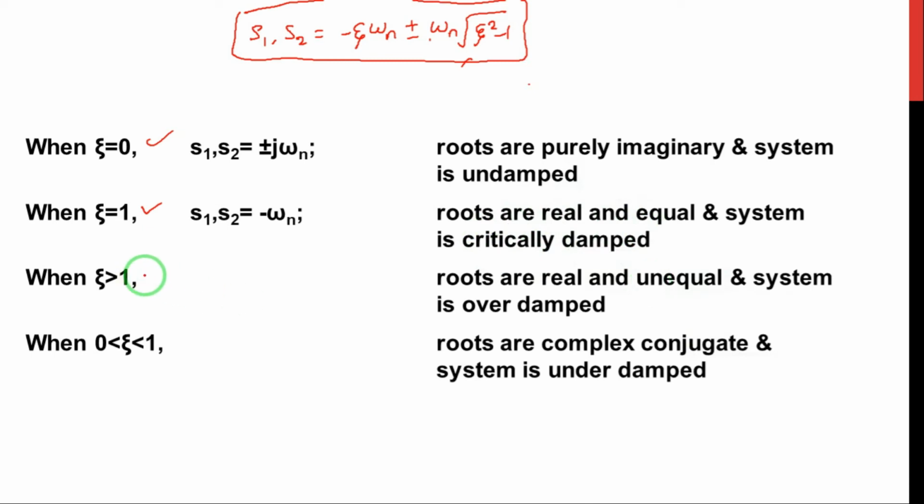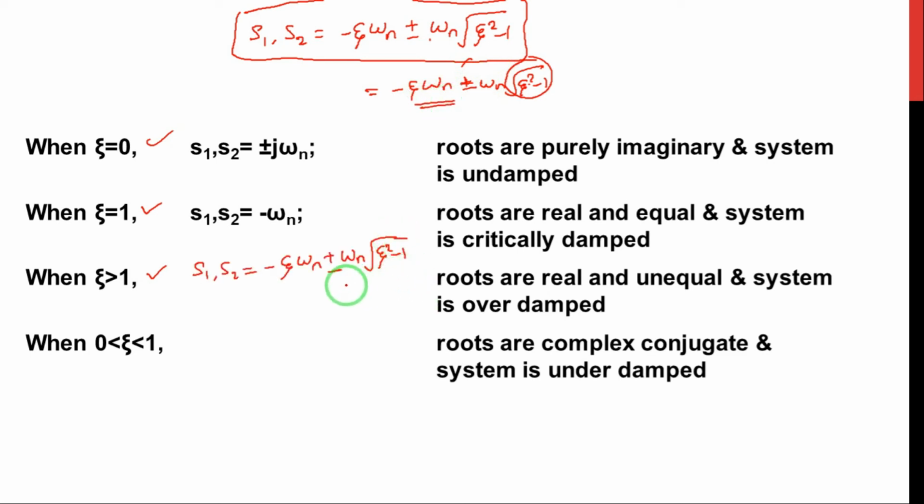Now coming to zeta greater than 1. If zeta is greater than 1, the expression is the same: zeta omega n plus or minus omega n root zeta square minus 1. If zeta value is more than 1, inside the root you always get a real value, that is, imaginary values do not come. So finally what can we say? Depending upon the plus or minus, these roots are real and unequal. So from this expression finally we can say that the roots are real and unequal. Okay, when the roots are real and unequal, then that system is called an overdamped system.